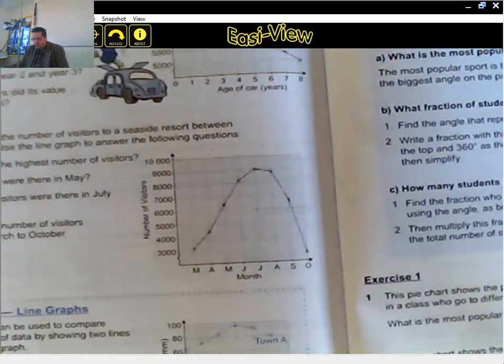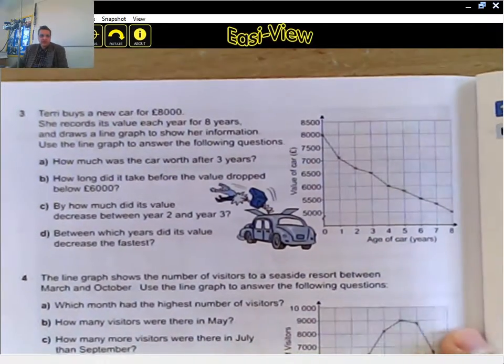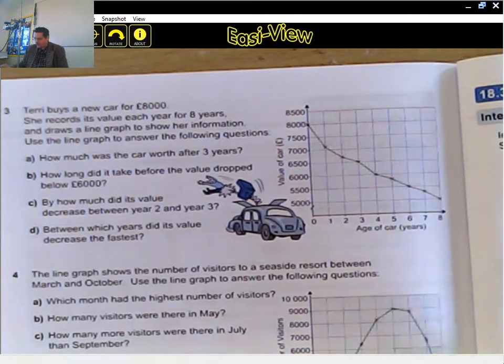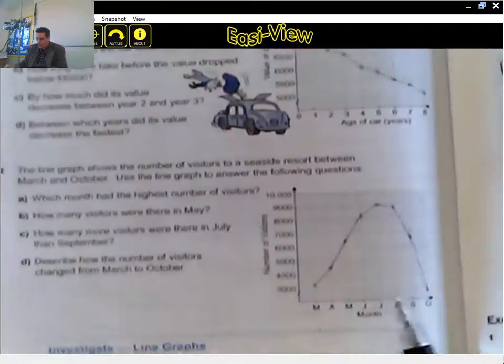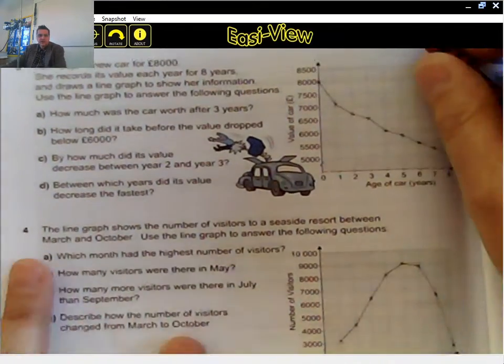Now question 3 and 4. Obviously now you're experts at plotting time series graphs. Don't go copying this out or that out. What you do, just answer the questions.